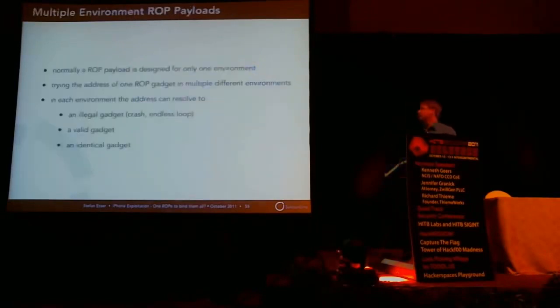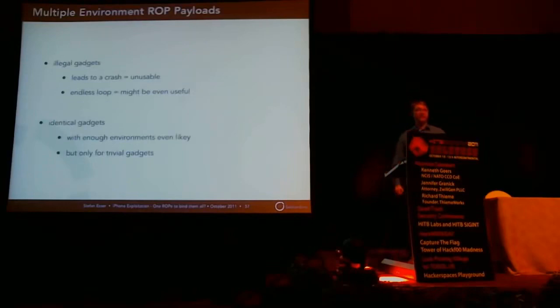So what we learned is, normally when you have a ROP payload, it is designed for one environment and one environment only. If you try it in different environments, it will most likely end in a crash. What can happen exactly is that at the same address you either have an illegal gadget, like a crash or an endless loop, a different or compatible valid gadget, or even an identical gadget, the same gadget at the same address in another environment.